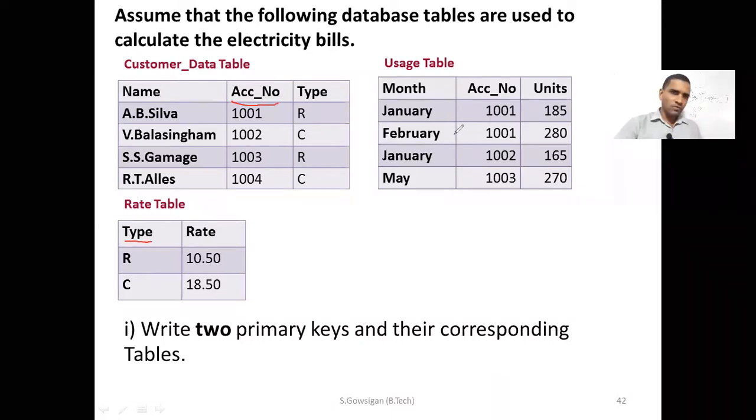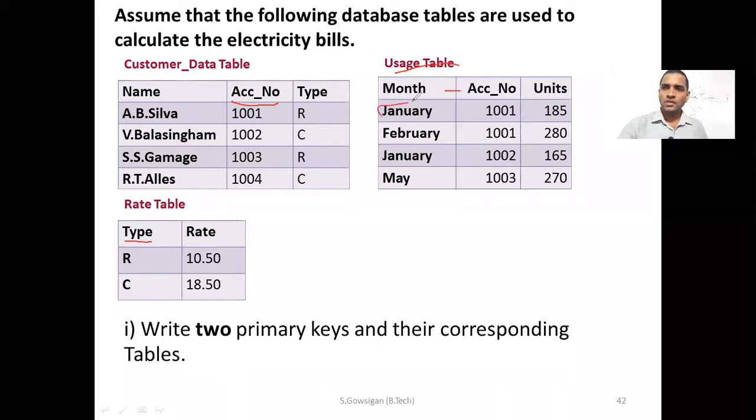But for your reference, check the usage table. Sometimes there may be 3 primary keys, but they requested you to write 2 primary keys. Okay, let me take the third table and see whether that table has primary key. Does it have any primary key? No, right? So there may be a composite primary key. So tell me, what is the composite primary key there? Month plus account number. Yes, month plus account number.